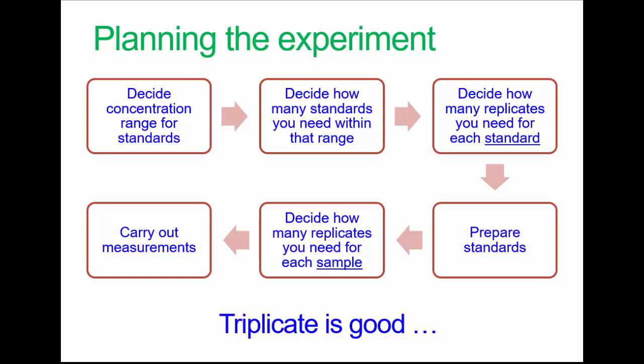There's a clue at the bottom of the page. Prepare the standards, decide how many replicates you need for each sample, and again the clue is there, triplicate is good, and we carry out the measurements and then do our downstream analysis.